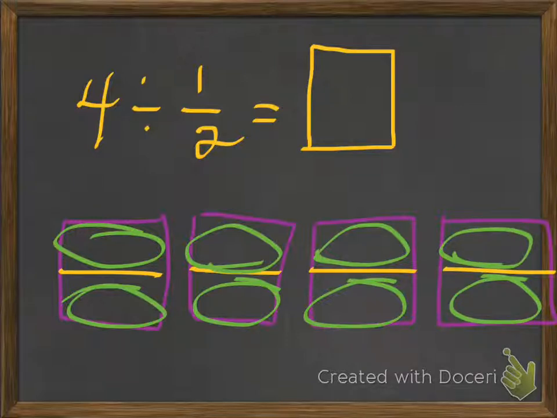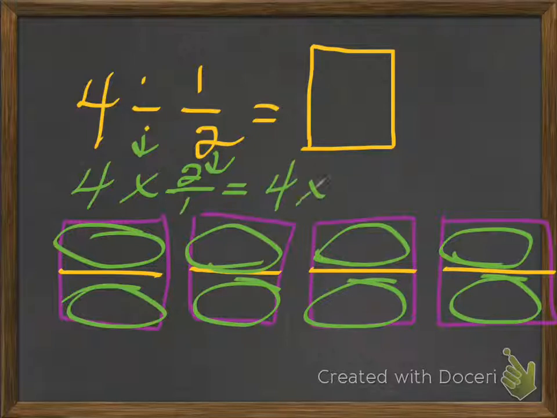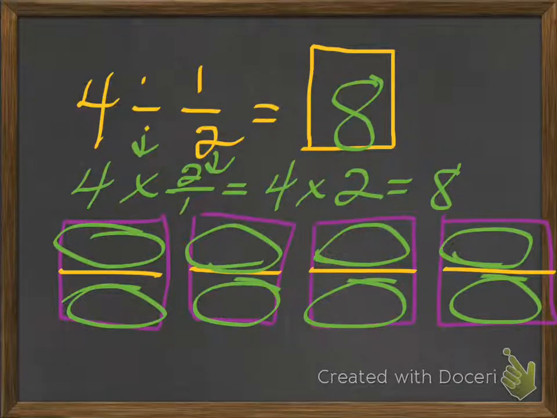I could also take 4, change that division to multiplication, do the inverse, do the reciprocal of 1/2 by flipping it over. That's 2 over 1. 2 over 1 is the same as 2, so this is the same as 4 times 2, and that equals 8. So our answer is 8, just like we did with the picture.